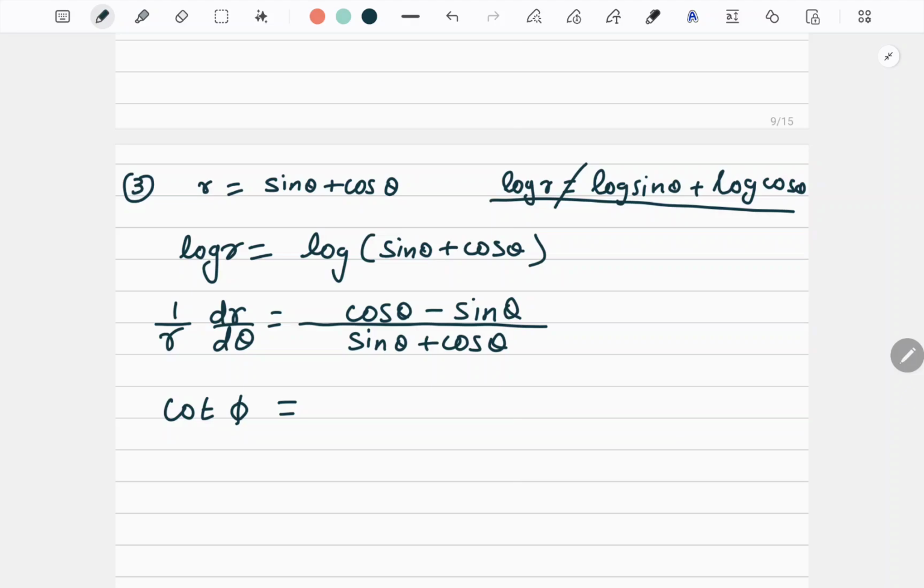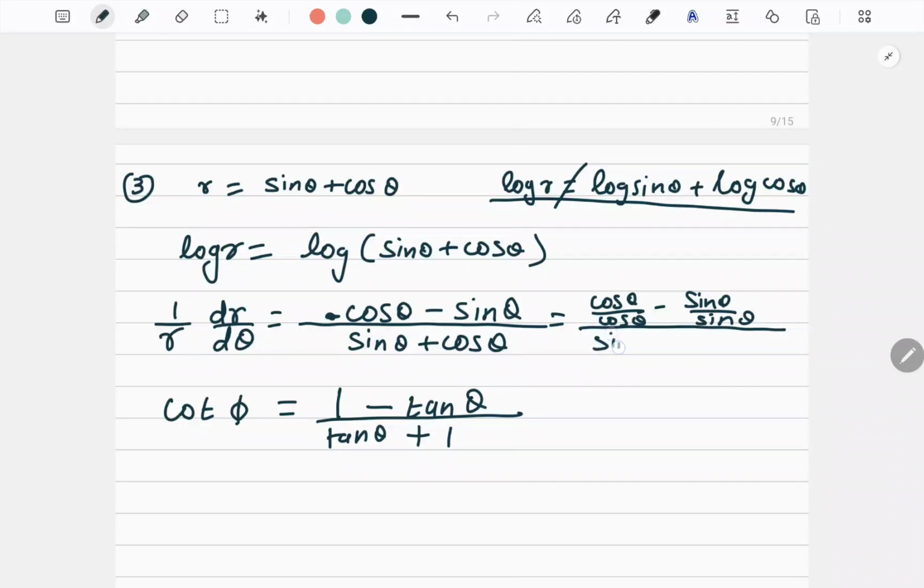Why? Because it will give me another simple formula which we use regularly. Now if I divide the numerator by cos theta, cos theta upon cos theta will become 1, minus sin theta upon cos theta will become tan theta, upon tan theta plus 1. Or if you are confused, I will write like this: cos theta upon cos theta minus sin theta upon cos theta, upon sin theta upon cos theta plus cos theta upon cos theta.